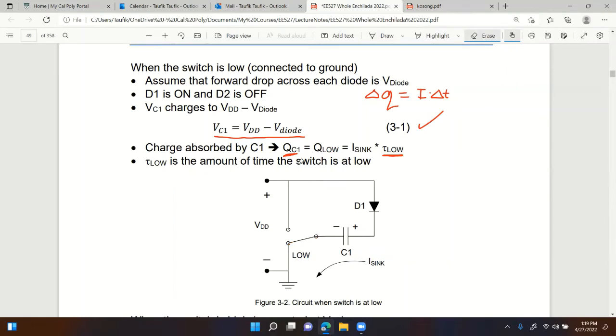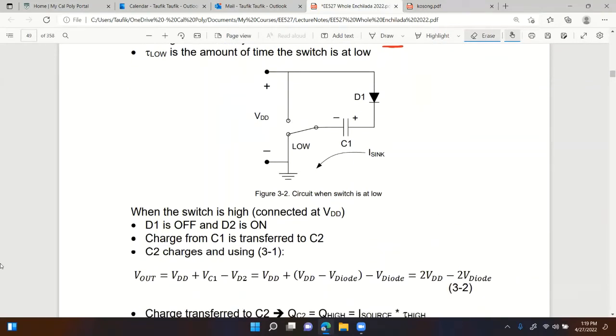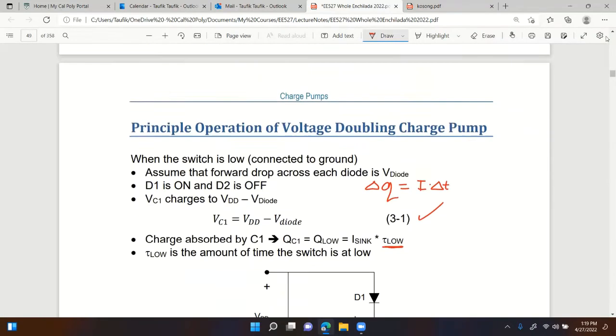Now I have capacitor C1 charged to the voltage VDD minus V diode. Then what happens when I do the opposite? What if I turn the switch high? Instead of low, now we connect it to the high side. What's going to happen? Let's go back to the circuit.